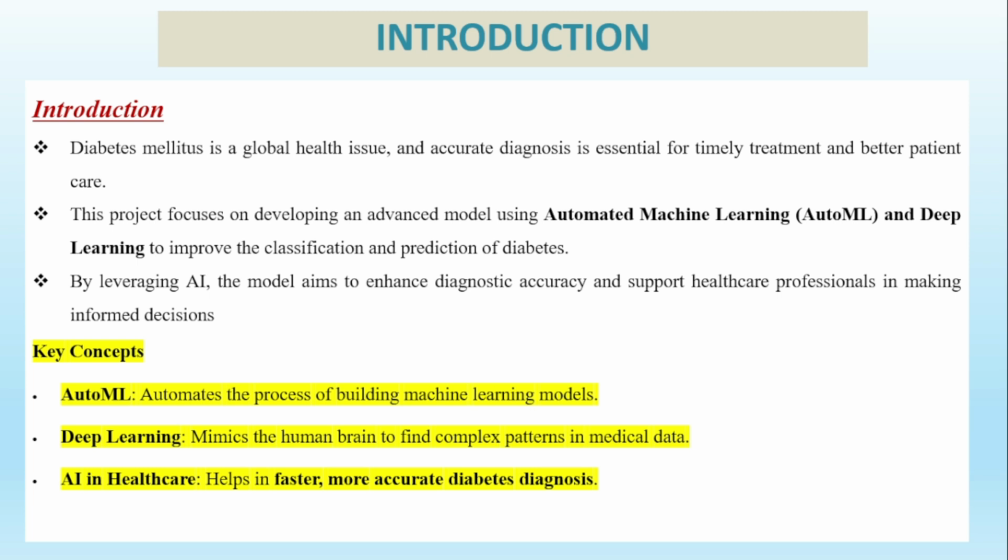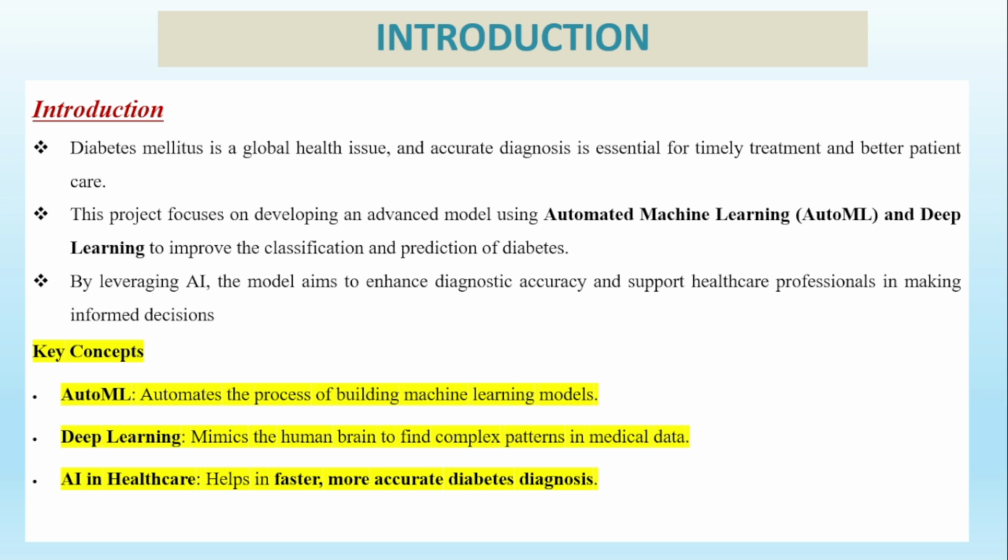Now, diabetes mellitus is a long-term disease where blood sugar level becomes too high. To manage and treat it properly, we need accurate, efficient tools for diagnosis. Traditional methods use manual analysis and statistical techniques, which take a lot of time and can sometimes be inaccurate. So recently, automated machine learning and deep learning have changed medical diagnosis, making diabetes detection faster and more accurate. This study focuses on improving diabetes classification and diagnosis using these advanced AI techniques.